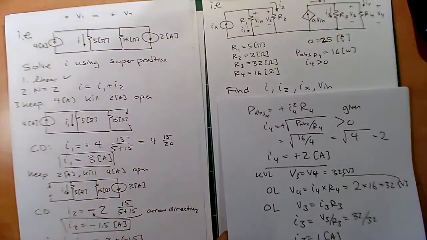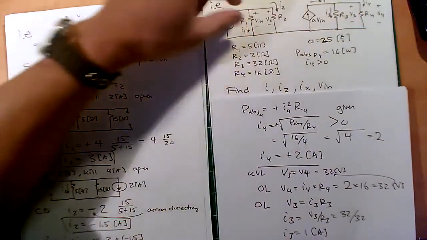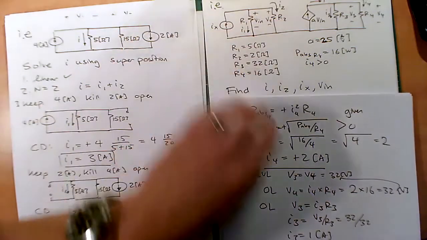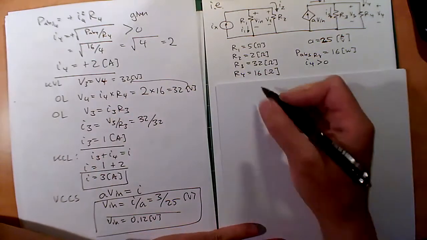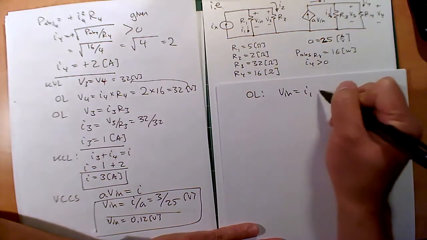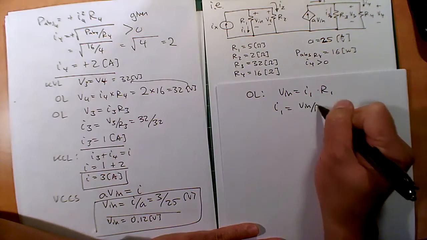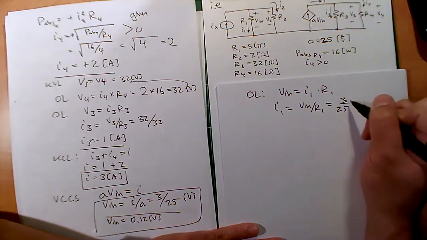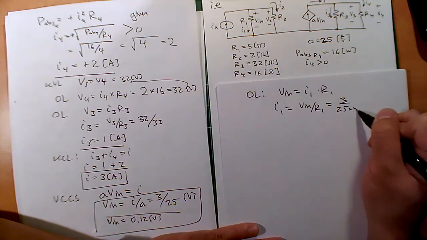All right, what's next? So we have Vn, we have I. Now we got to go over to this side because we now know this voltage, and it looks like we can now get I1 and then same voltage. So I can use my Ohm's law over here, and I could say Vn is equal to I1 times R1. So I1 is equal to Vn divided by R1, which is 3 over 25 divided by R1. What's R1? R1 is 5.